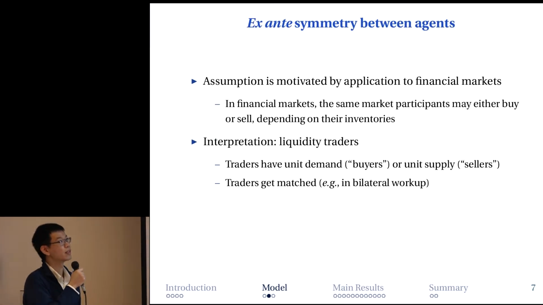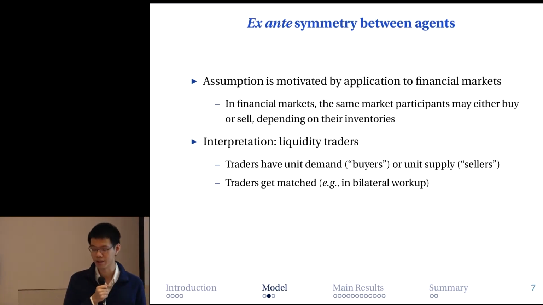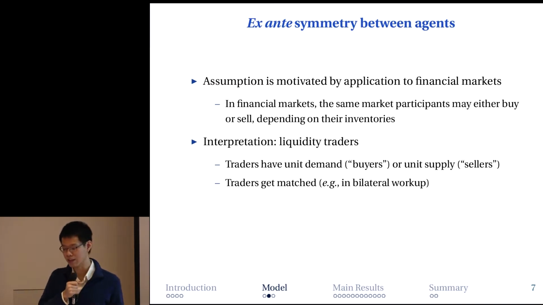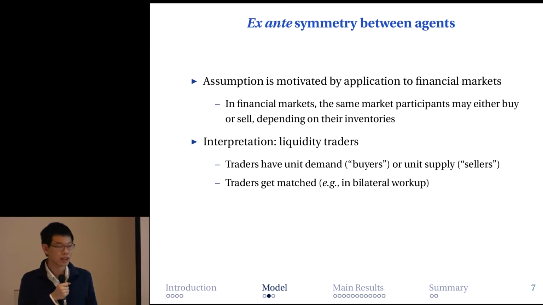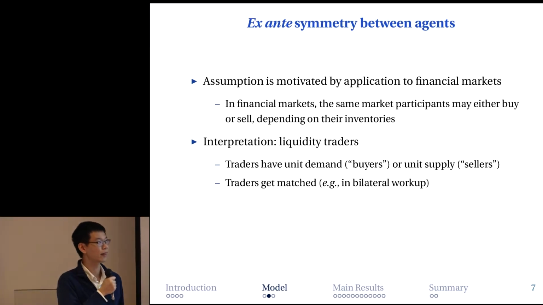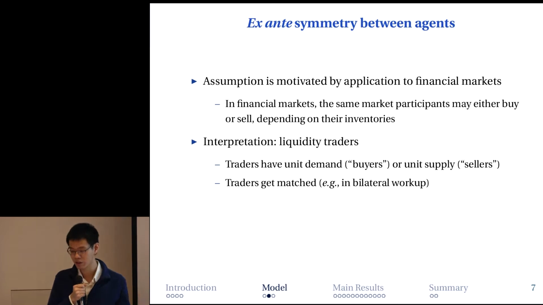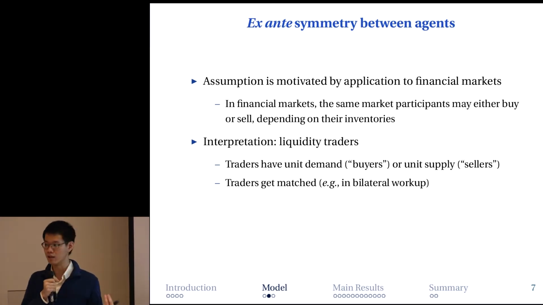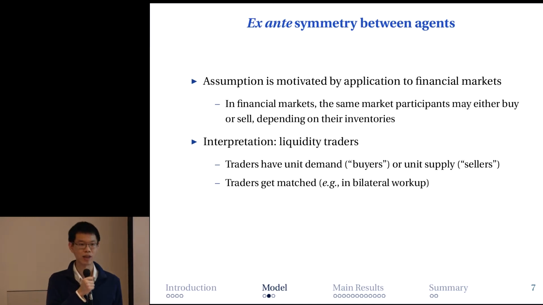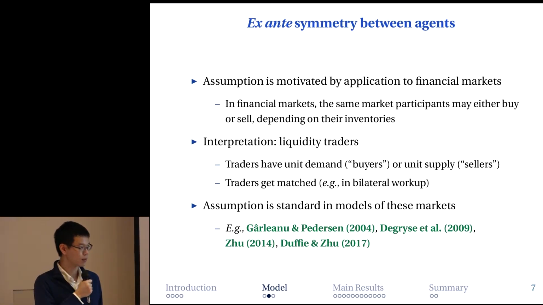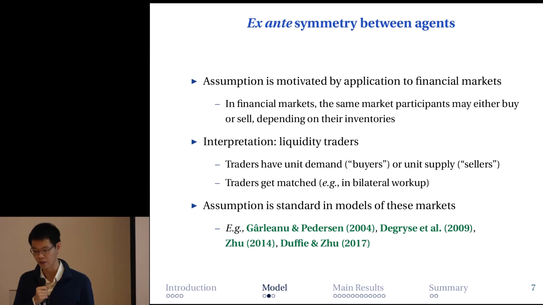The assumption that we make is essentially one of ex ante symmetry. And this assumption is motivated by our application to financial markets, where the same market participants may either buy or sell, depending on their inventories. So our interpretation of agents in this problem are that agents are liquidity traders. These traders can either have unit demand, in which case they're buyers, or they have unit supply, in which case they are sellers. And the key assumption here, the only assumption that we're making, is that the value that these agents have for the asset is independent of whether they are a buyer or a seller. I would also like to say that we're not the first to make this assumption, and in fact, this assumption is standard in other models of financial markets.